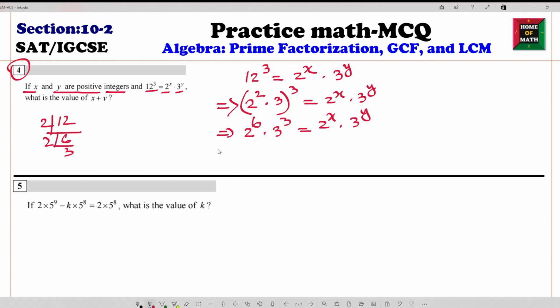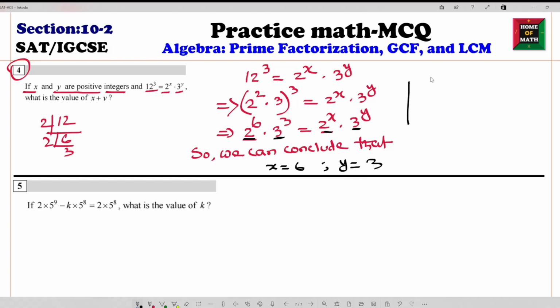Right? Look, now we can conclude that here the base is 2 and here the base is 2. So we know once the bases are the same, the powers will be equal. So we can say x equals 6. Similarly, here the base is 3 and 3, so the power will be y equals 3. So our question is x plus y equals 6 plus 3, and our answer is 9.